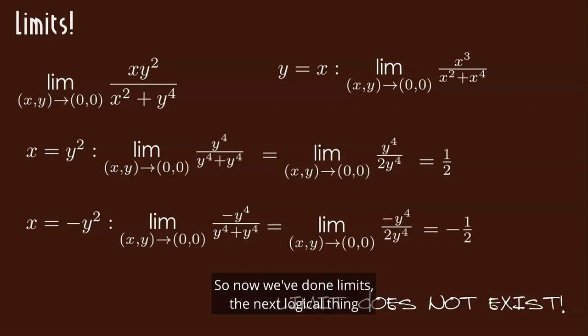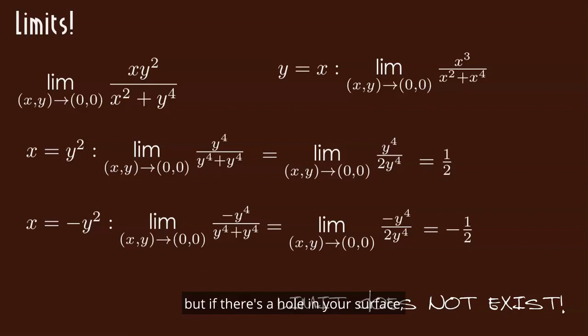So now we've done limits. The next logical thing after limits is continuity. What does it mean for something to be continuous? When we were in 2 space, or when you were doing this back in Calc 1, we would say, oh, can you draw this without lifting your pencil? Not a very mathematical definition, but it worked. What does it mean to be continuous in 3 space? It's not like you can draw without picking your pencil up, but if there's a hole in your surface, then you know it's not continuous there.